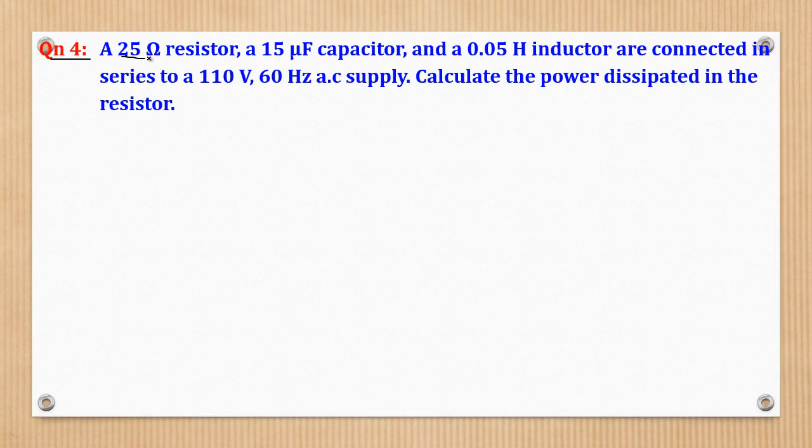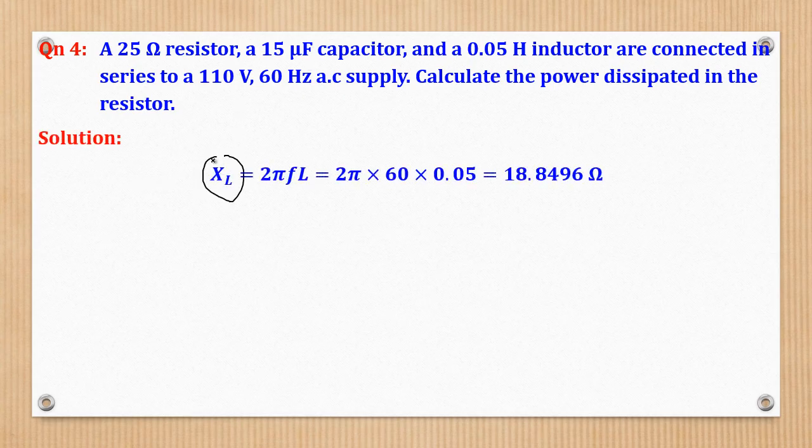Question 4 says a 25 ohm resistor, a 15 microfarad capacitor, and a 0.05 Henry inductor are connected in series to a 110 volt 60 Hz AC supply. Calculate the power dissipated in the resistor.